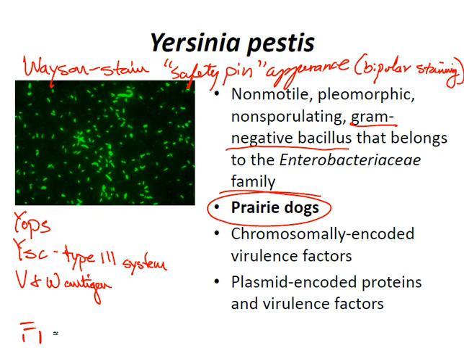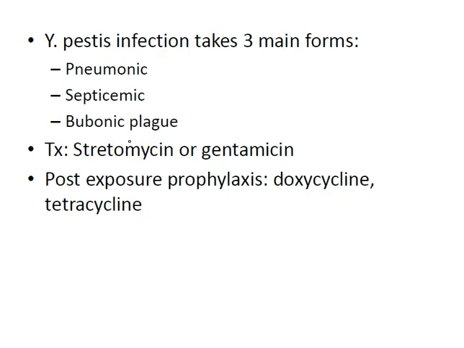The anti-phagocytic components of F1 and the VW antigens are only produced when the organism grows at 37 degrees Celsius, which might explain why the bacteria are not virulent in the flea, which has a body temperature of near 25 degrees Celsius. We've always wondered that, but that would explain it. So Yersinia pestis infection takes three main forms: the pneumonic, the septicemic, and the bubonic plague.